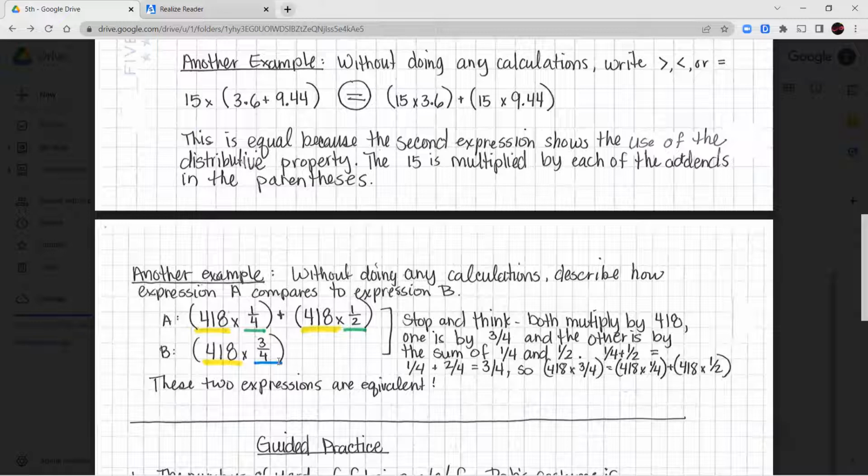Now I know the sum of 1/2 and 1/4 is going to be 3/4, because we know that 1/2 is an equivalent fraction for 2/4. So 1/4 plus 2/4 is 3/4. So 4 1/8 times 3/4 is equal to the same value of 4 1/8 times 1/4 plus 4 1/8 times 1/2. These two are equivalent to each other.